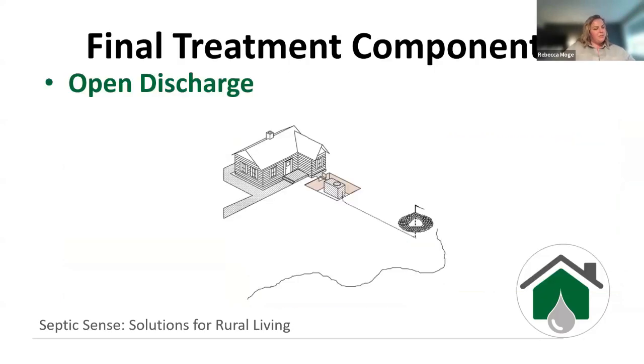And an open discharge. So an open discharge, you require a minimum of 10 acres. And in the middle of that, you have basically a 30-foot circle where the effluent then is just dispersed on the surface. It's just discharged right on the surface. It's common in a lot of rural areas where you're dealing with large parcels of land, you don't have a lot of neighbors, things like that.